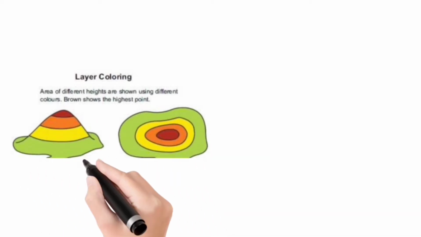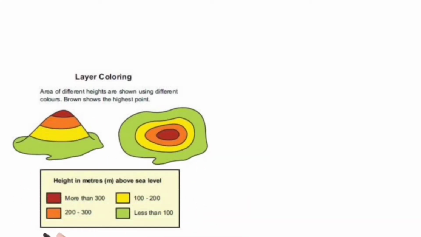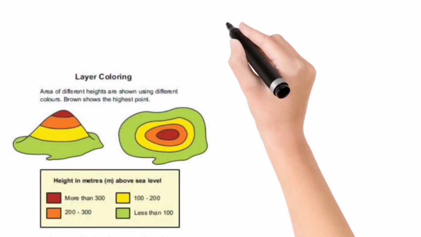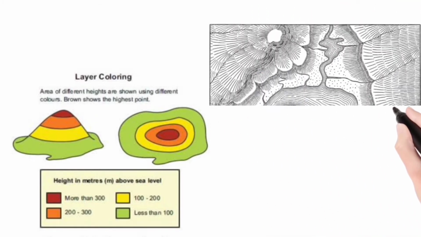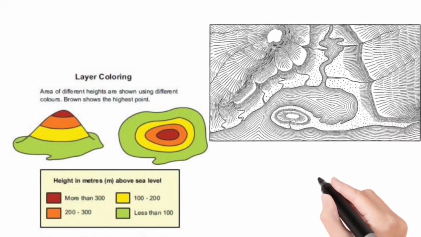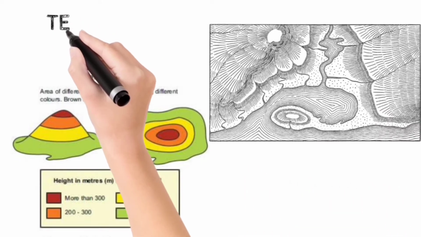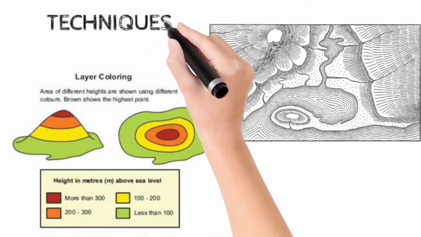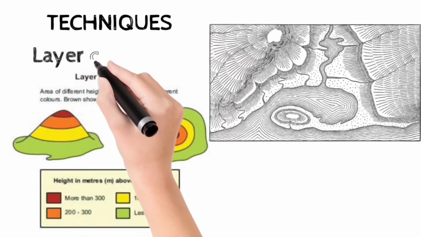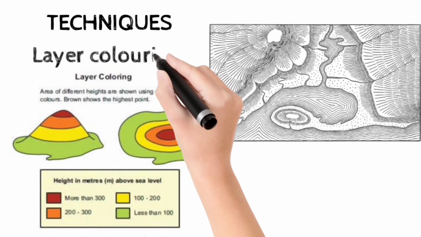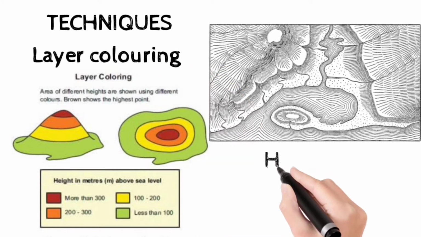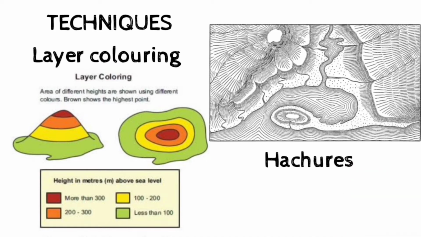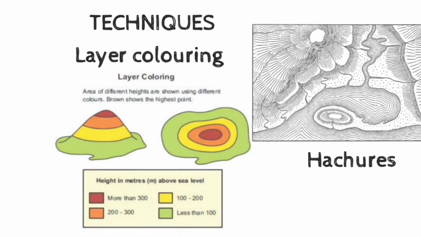First is layer coloring, in which different colors are used to show different heights or elevations from the sea level. Right hand side technique is known as hachuring. In this technique, the short broken lines called hachures are used to show the directions of a slope. In order to indicate a steep slope, the lines are drawn closer, and in order to show the gentle slope, the lines are drawn a bit wider.